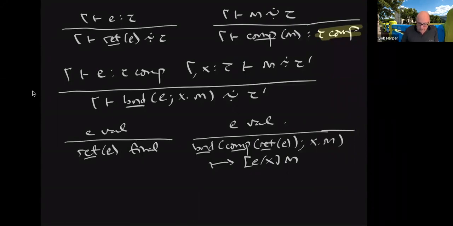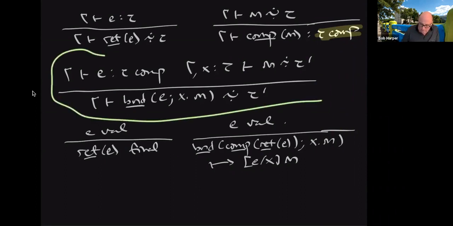Okay, so this is the introductory form for the tau comp modality. And here is the eliminatory form. The eliminatory form is sequencing. It's called bind. That's common in the literature.